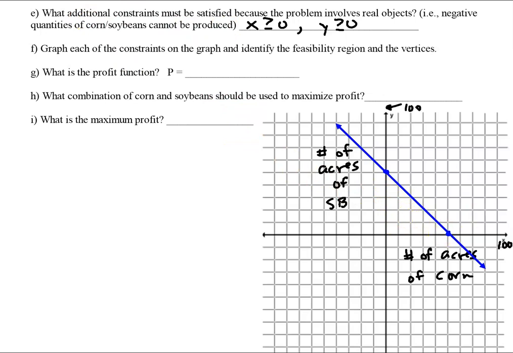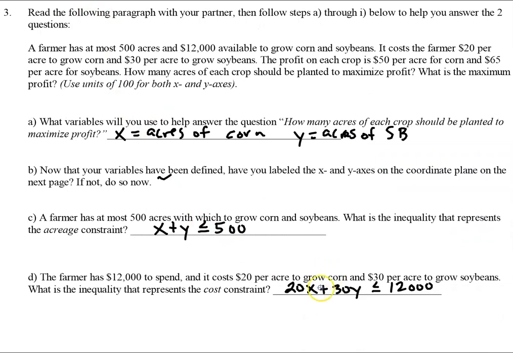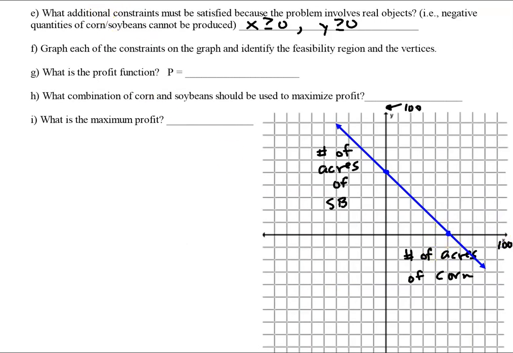All right. So maybe we'll do the cost constraint in red. So the x-intercept is going to be 600. If you divide by 20, it's 600. The y-intercept is 400, dividing by 30. So 600 on the x. And 400 on the y. Connect those. All right, so let's get a running start on this one. Boy, I'm not doing too well here.